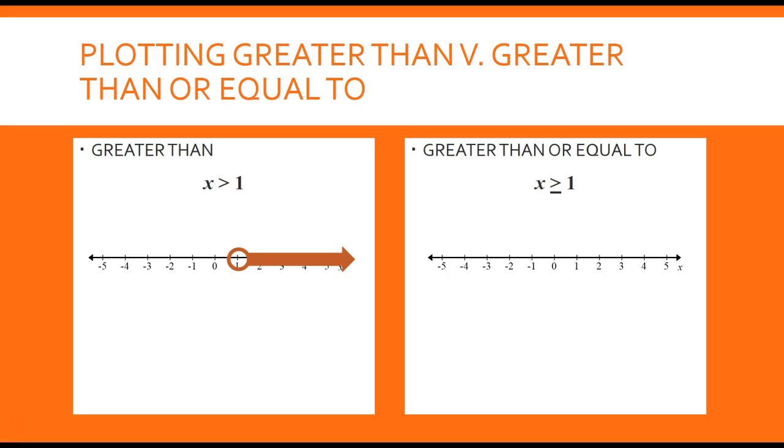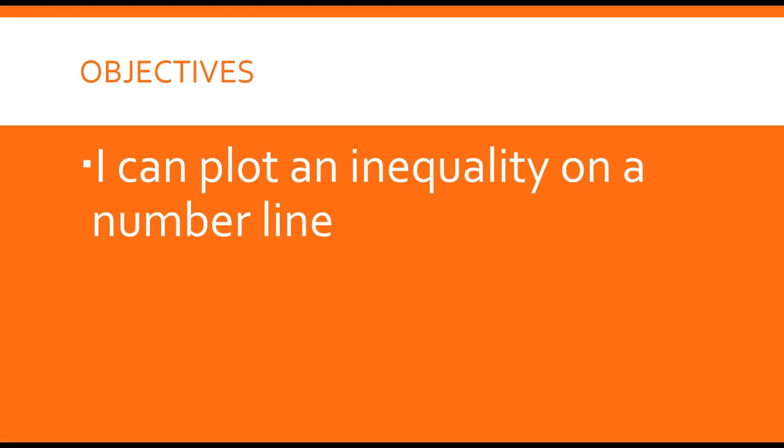To compare that with greater than or equal to, x is greater than or equal to 1, I'm still going to circle my important value. But this time I do want to include 1 as a true statement. 1 is greater than or equal to 1, so I'm going to fill in that circle. And again, we're looking at numbers that are greater than 1, so that would be numbers like 2, 3, 4, 5, and we'll shade to the right. So that is our comparison for greater than versus greater than or equal to. So hopefully through this screencast, you can now plot an inequality on a number line.